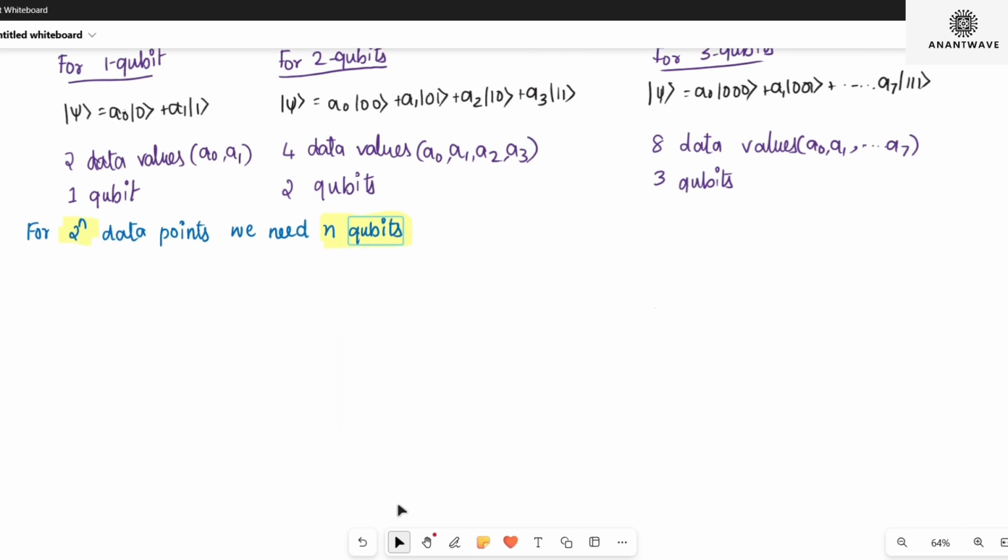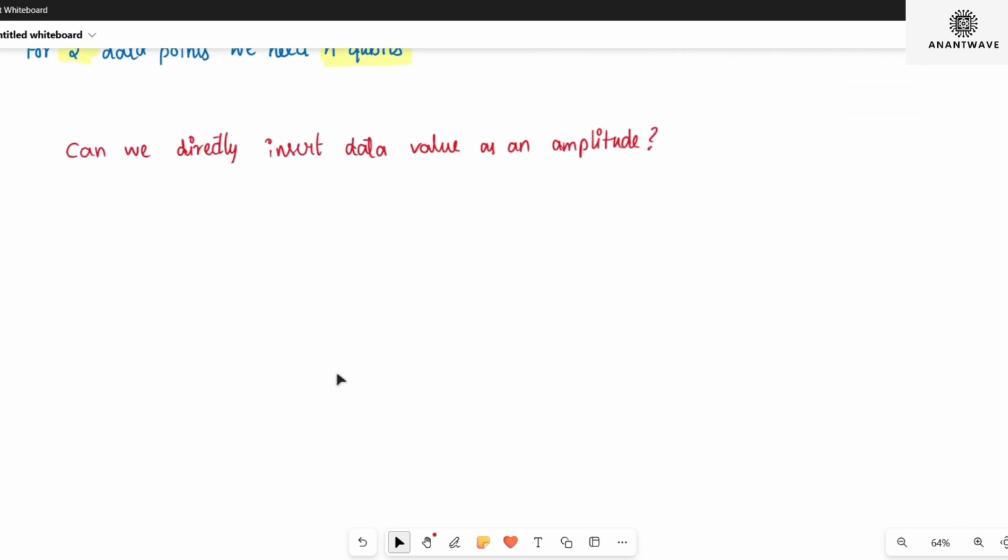Now, can we directly insert data values as an amplitude?